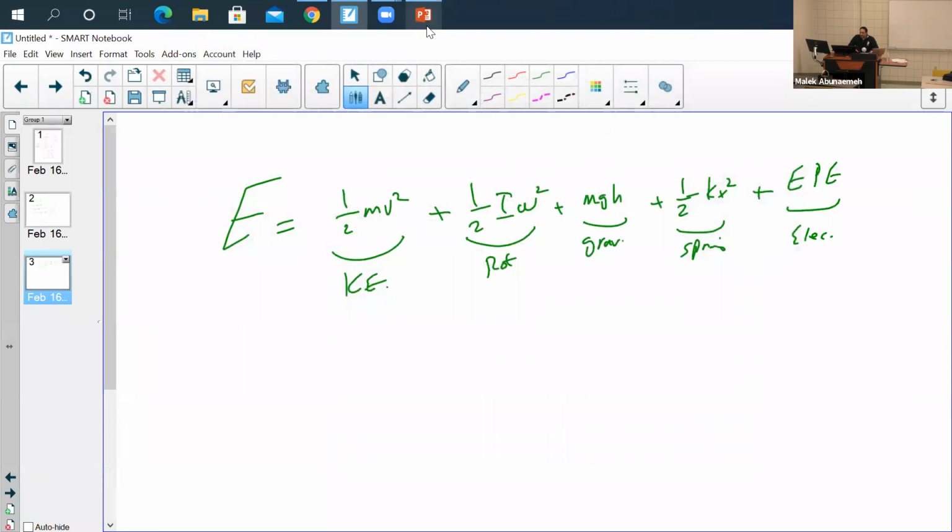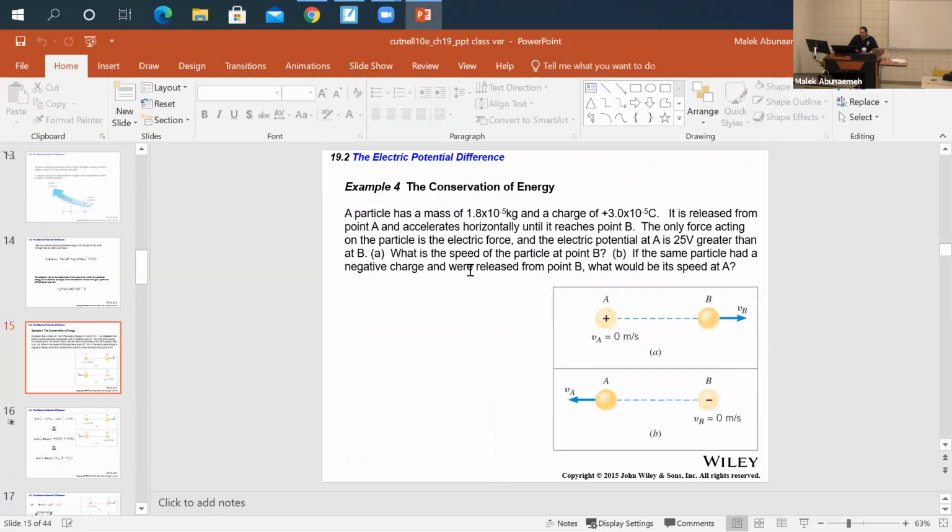All right, so let's go ahead and do this example. A particle has a mass of 1.8 times 10^-5 and a charge, and is released from a point A, accelerated horizontally until it reaches point B. The only force acting on the particle is electric force, and the electric potential at A is 25 volts greater than at B. What is the speed of the particle?